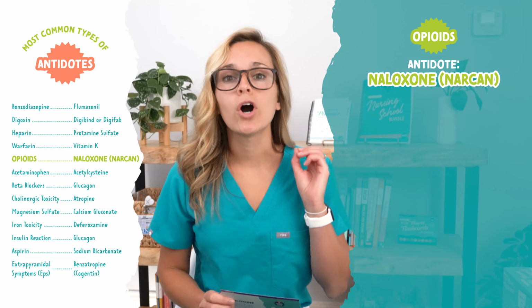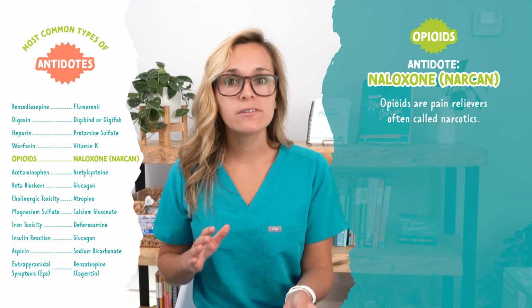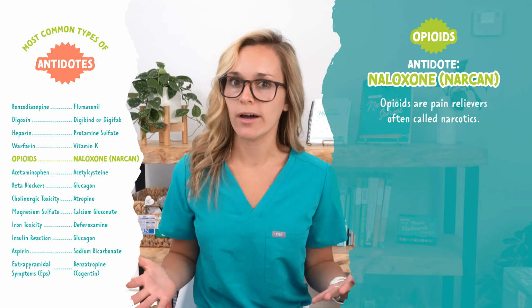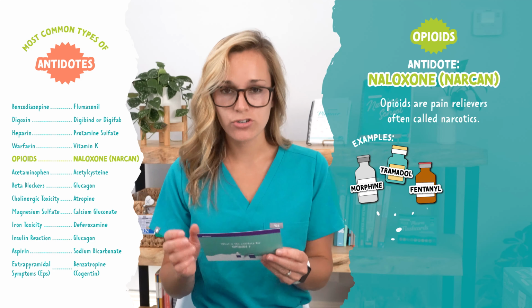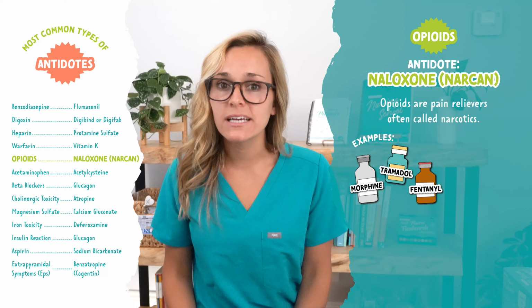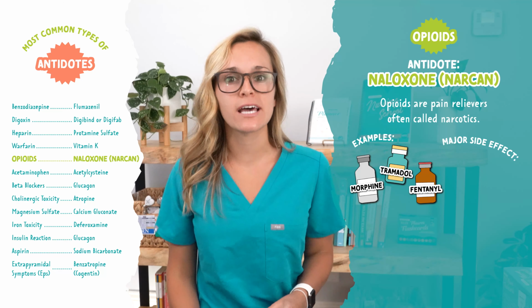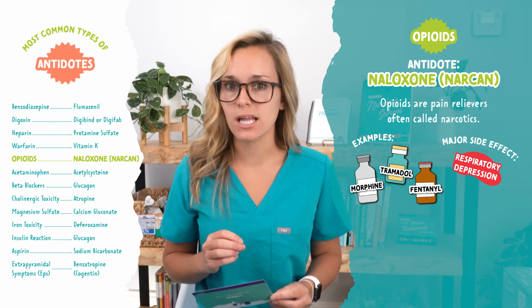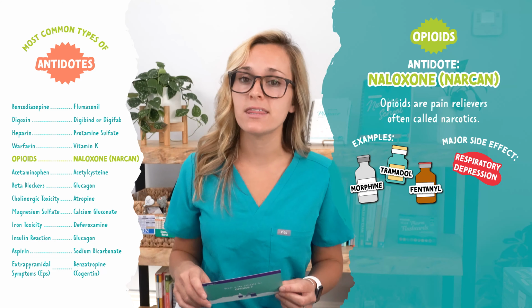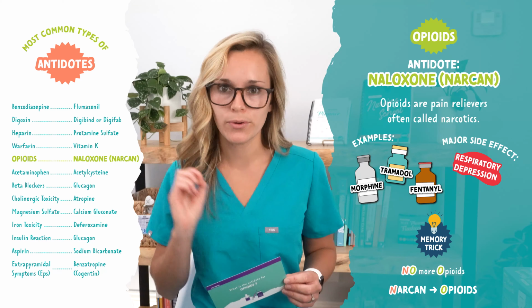Next is the antidote for opioids. Opioids are pain relievers, also referred to as narcotics. Examples of opioids are morphine, fentanyl, and tramadol. This is very commonly given because opioids have a major side effect of respiratory depression. You can remember the antidote, which is naloxone, the brand name Narcan, by thinking no more opioids.